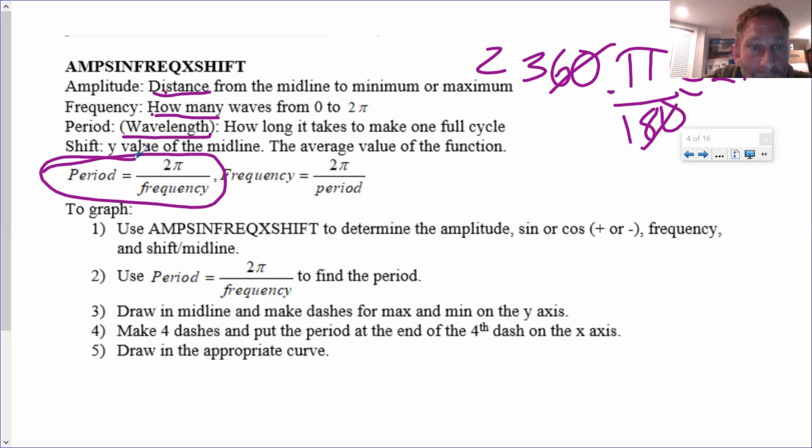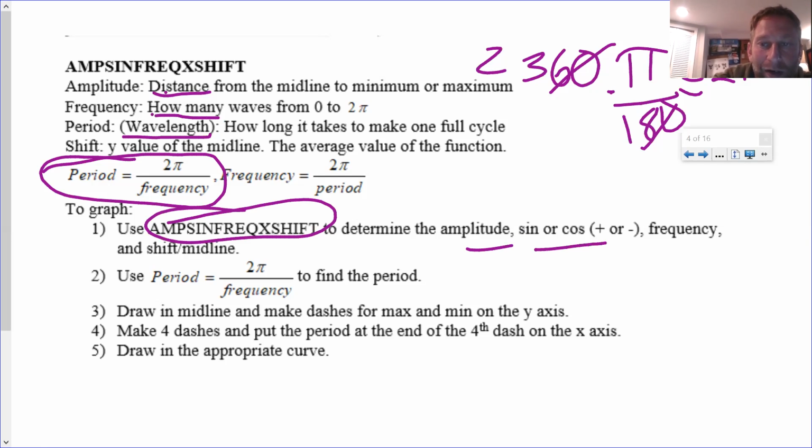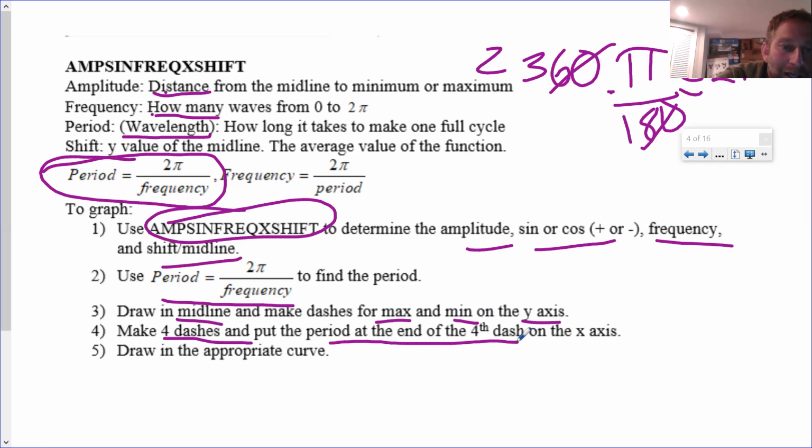So to graph, we're going to use amp sine freq x shift to find the amplitude, sine or cosine, positive or negative, frequency, shift, and then we're going to get the period by doing 2 pi over the frequency. Once we have that, we're going to draw in the midline. We're going to make dashes for the max and the min on the y-axis. Then we're going to make 4 dashes on the x-axis and put the period at the end of the 4th dash. Then we're going to draw in our appropriate curve. It's a lot of little components. We're going to go through a few, and you'll get the hang of it as we go through.